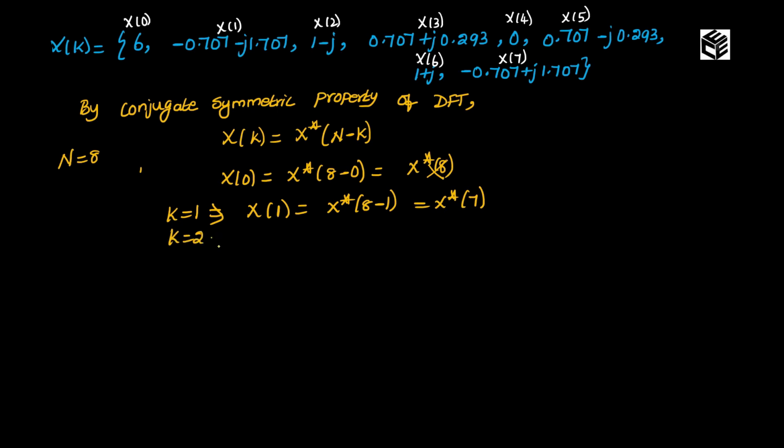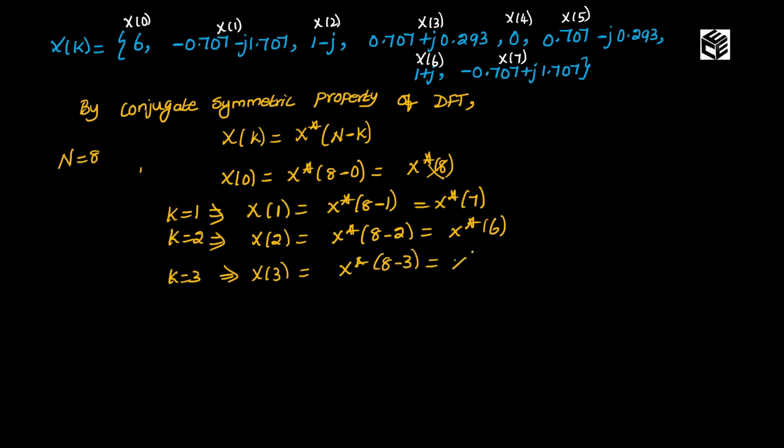Similarly, k is equal to 2 means x of 2 is equal to x star of 8 minus 2, which is x star of 6. Similarly, for k is equal to 3, x of 3 is equal to x star of 8 minus 3, which is equal to x star of 5. Similarly, for k is equal to 4, x of 4 is equal to x star of 8 minus 4, which is x of 4. So x of 4 is x of 4 alone. Okay.